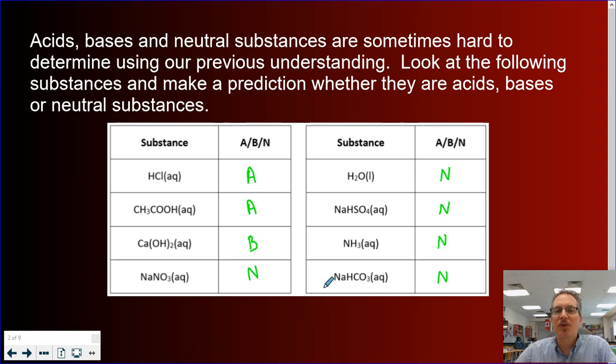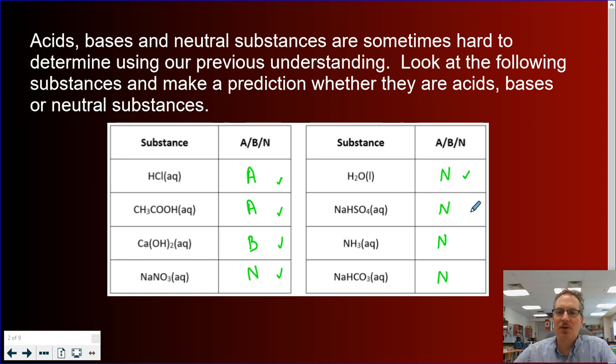Now, if we were looking at this, we would be right for some of these, but we would be wrong for some of these too. You would currently have, if this is how you did it, 5 right out of 8. Of course, hydrochloric acid is an acid. Of course, acetic acid is an acid if you recognize it as acetic acid. Please don't look and just go, ooh, it's got an OH, therefore it's a base. You are smarter than that. Calcium hydroxide is a base. Sodium nitrate is neutral. And water is neutral.